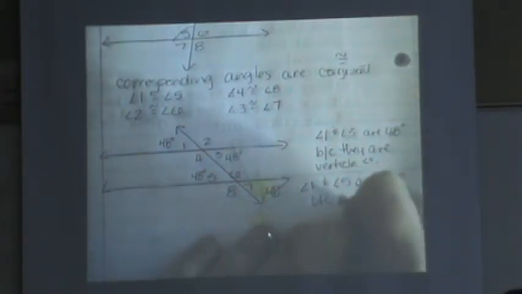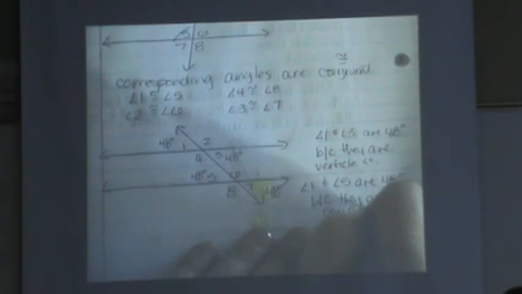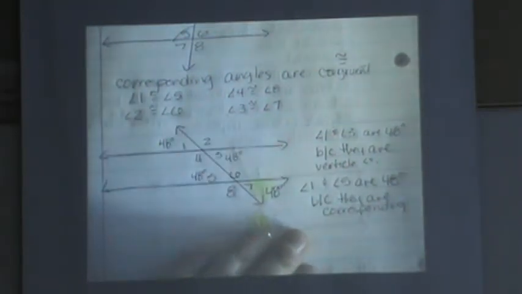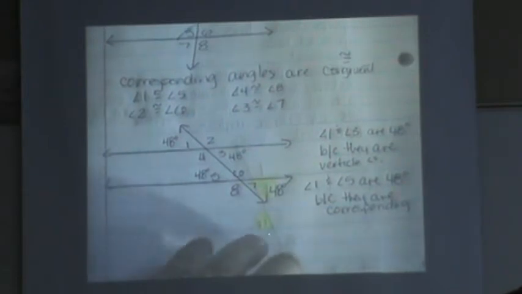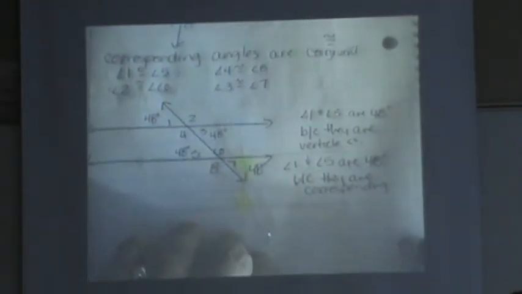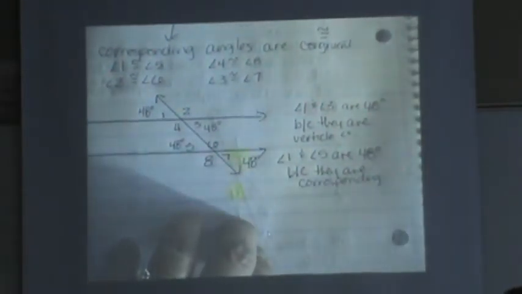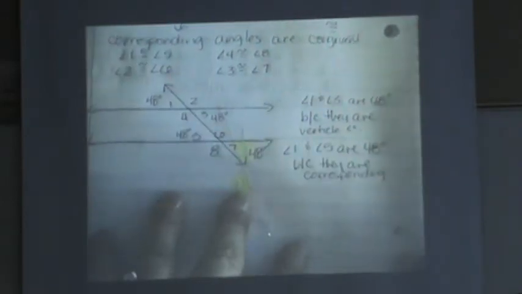because they are corresponding. And you want to add up to 180? Hang on a minute. Let me answer that question in just a second, okay? Let's talk about angle 7, and then I'm going to bounce back to angle number 2. Why can I say that angle 1 and angle 7 are congruent?